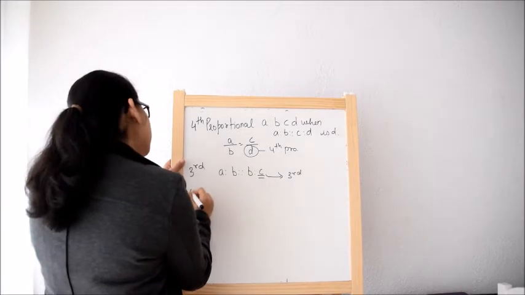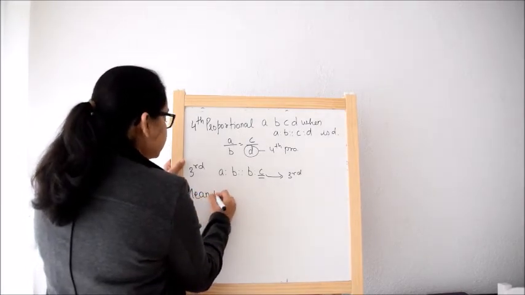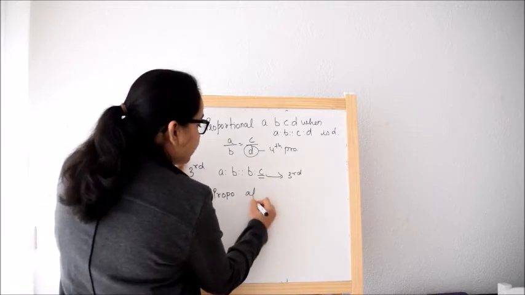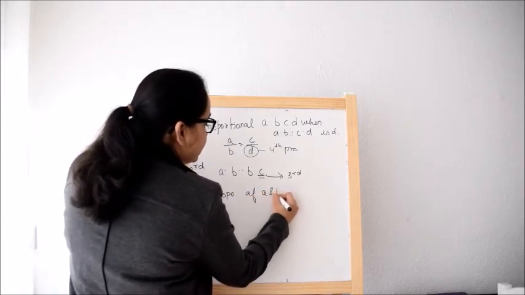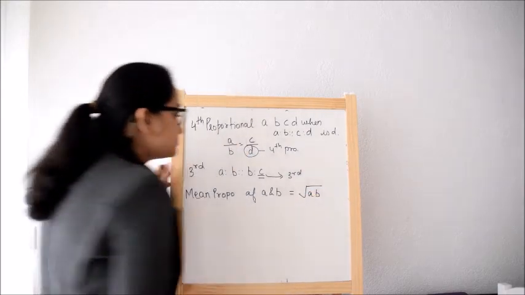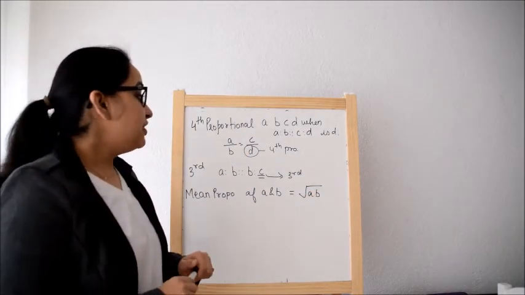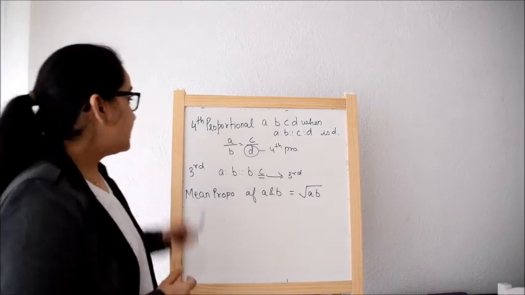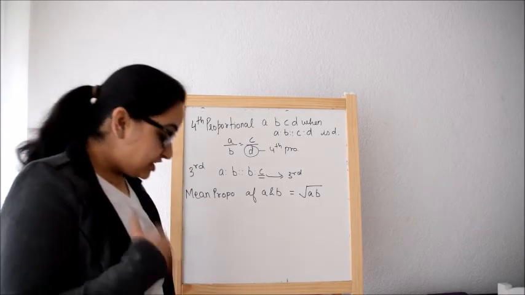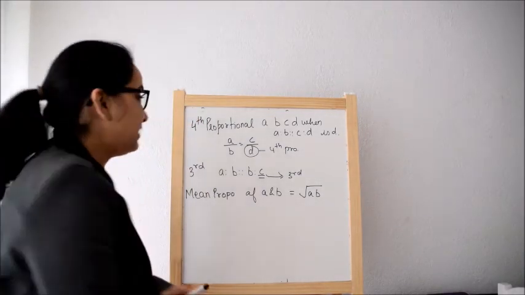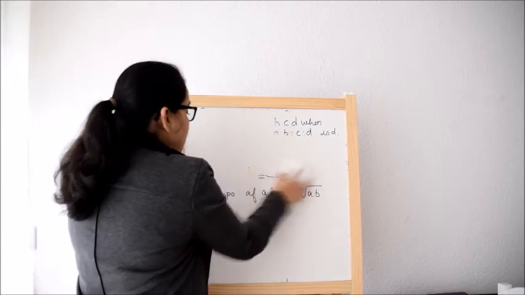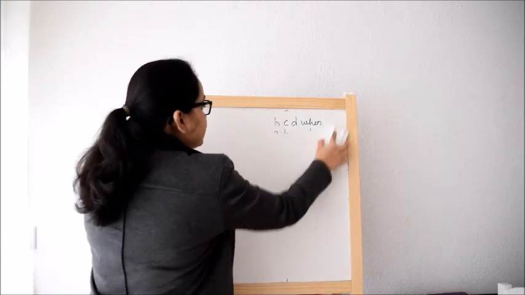Okay, now the mean proportional of A and B is equal to under root of A and B. Okay, so you have to remember all these things, the fourth proportion, third proportion and mean proportional, and these will be asked in the main exam. There are chances. So you should understand the difference between the three.